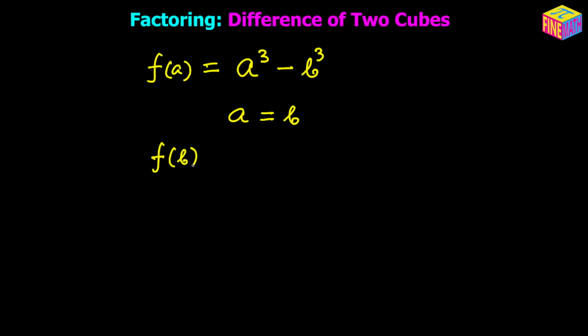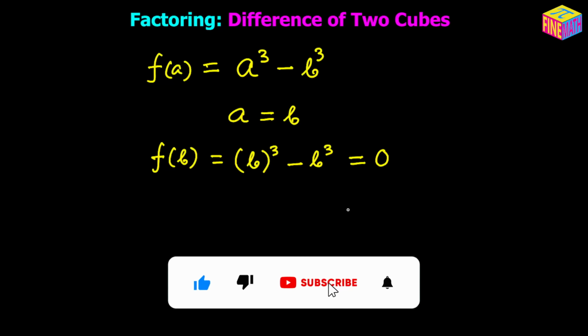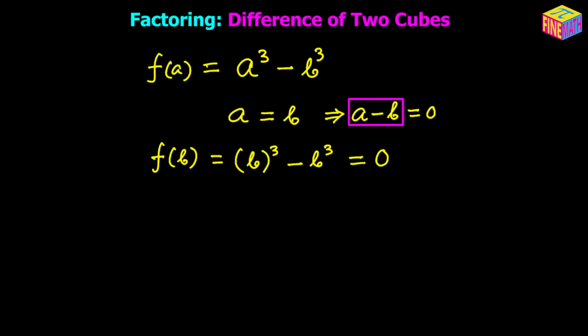If we replace a by b, then our function will look like this. f of b will be equal to, wherever we have a, I'm going to replace that with b, so that would be b cubed, and then minus the original b cubed that is there already. Now you can see that b cubed minus b cubed will be 0. That means from the remainder theorem and factor theorem, if this function is divided by a minus b, then the remainder is actually f of b. When we divide the expression by a minus b, the remainder is actually 0. That means a minus b is a factor of the original expression.